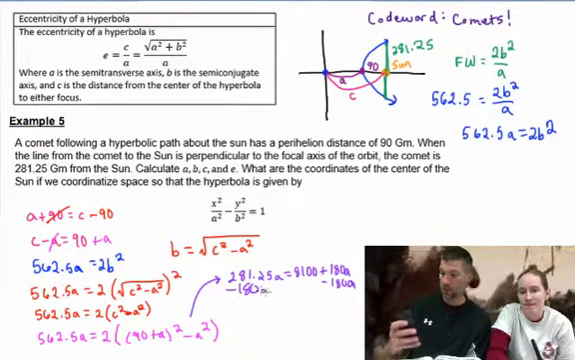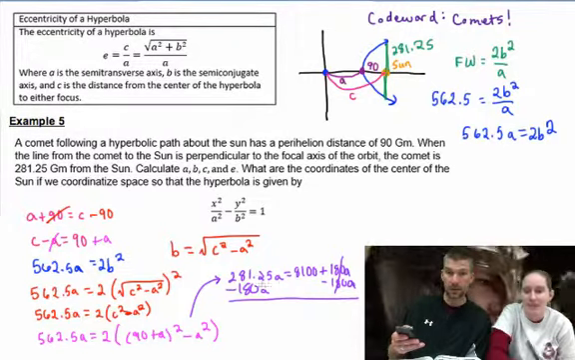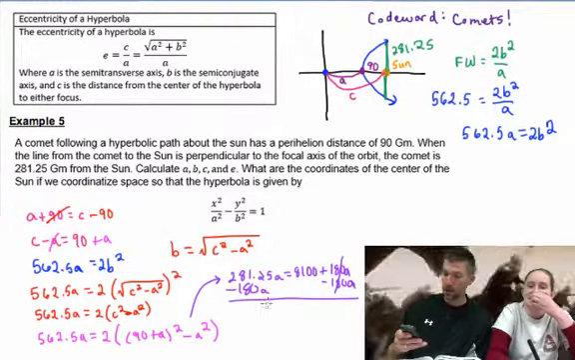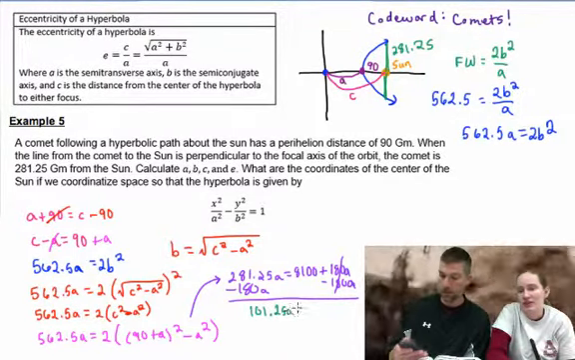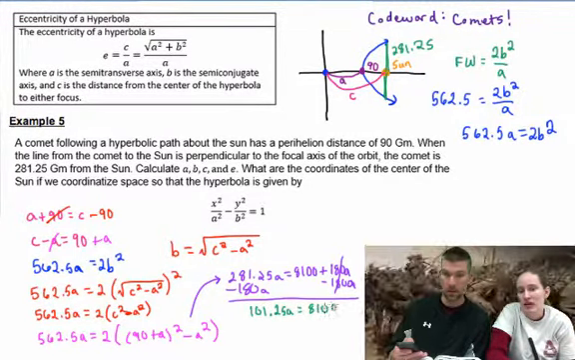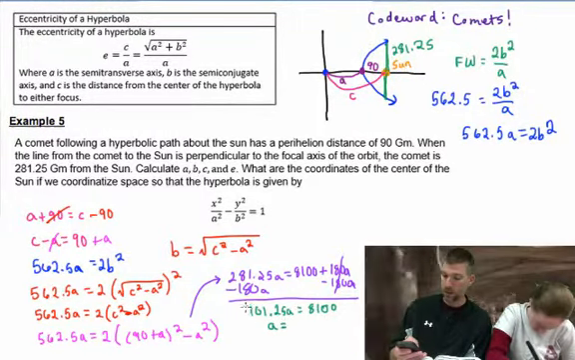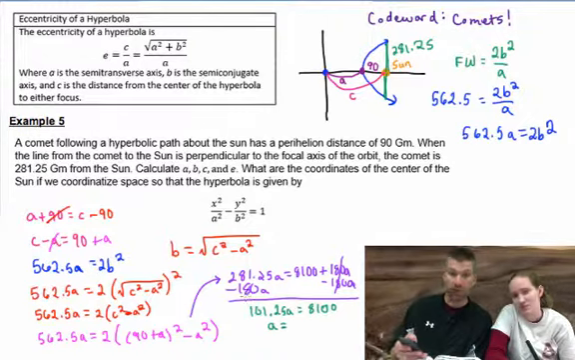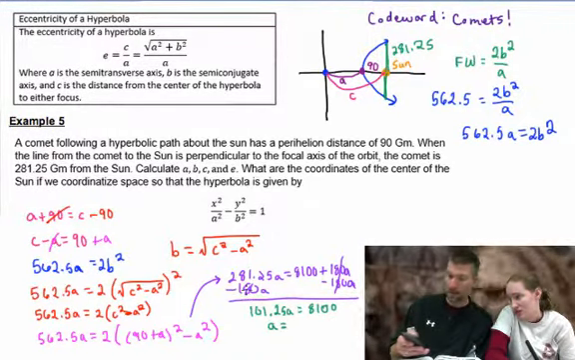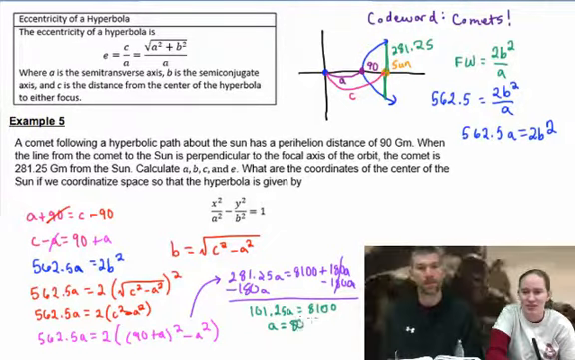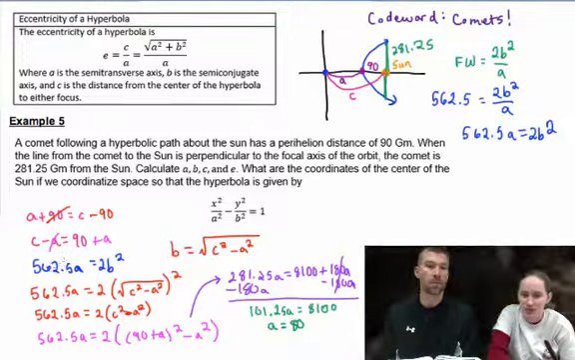281.25 minus 180 is 101.25. And then we're going to divide 8100 by 101.25, and that'll be A. Hey, wow, that's really nice. So A is 80.